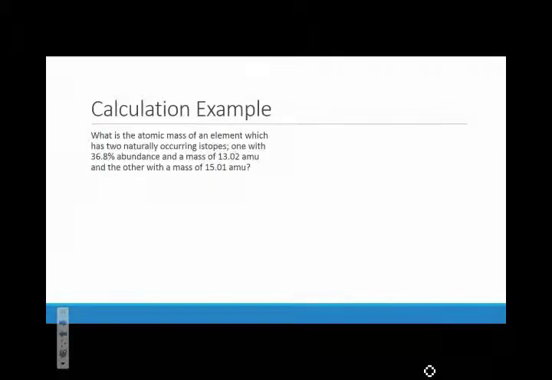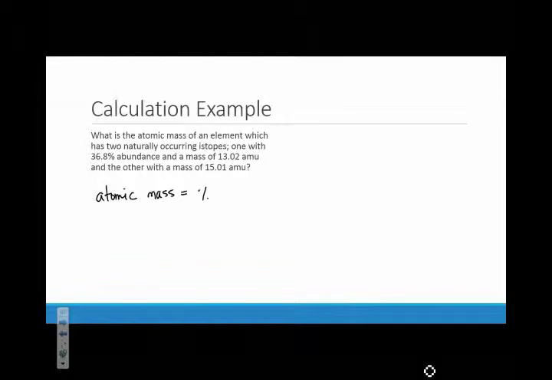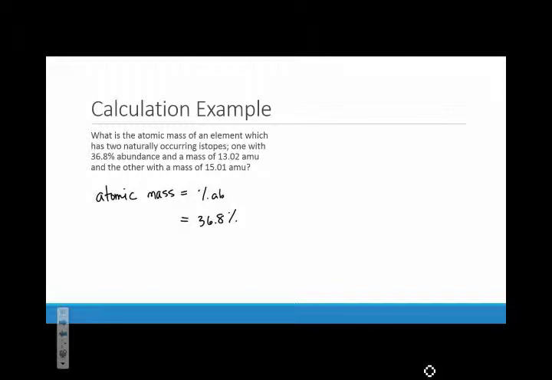So let's do an example together. What is the atomic mass of an element which has two naturally occurring isotopes, one with 36.8% abundance and a mass of 13.02 AMU, and the other with a mass of 15.01 AMU? So it's asking me for atomic mass, which tells me that I'm going to need the percent abundance of my two isotopes. Now, I'm only given the percent abundance of one. I'm given that there is 36.8% abundance of the isotope that has a mass of 13.02 AMU.